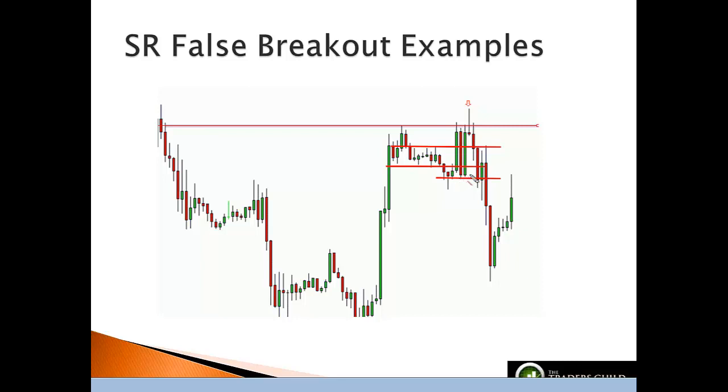And again, once price starts getting below this area, I'll start trading and move my stop loss above there. Once it starts getting below this area, I'll move my stop loss to above here. Okay.